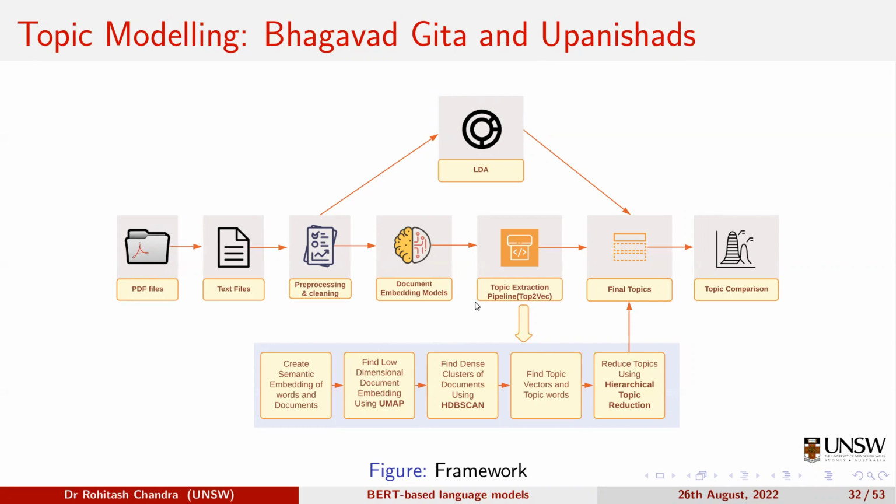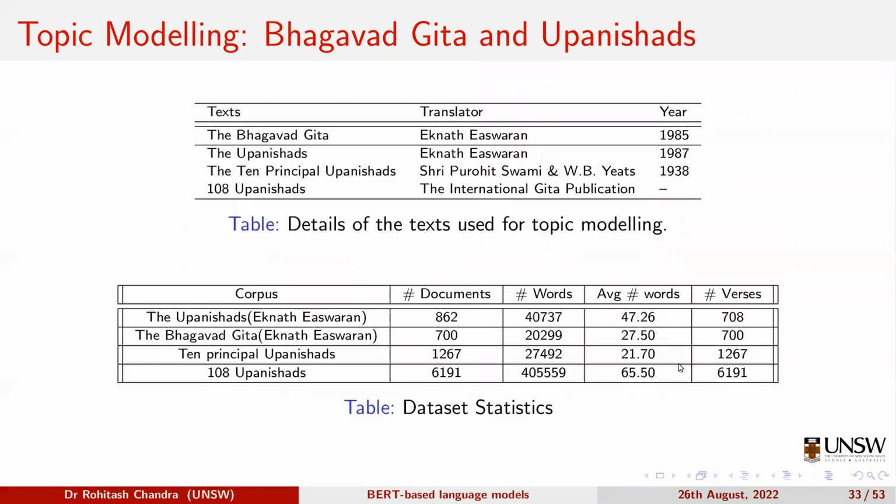And where does BERT come in? BERT comes into this phase where you have Top2Vec, and Top2Vec uses a neural network. You can think of the neural network part in Top2Vec as BERT, which is a more advanced deep learning model. And then we need to do hierarchical topic reduction.